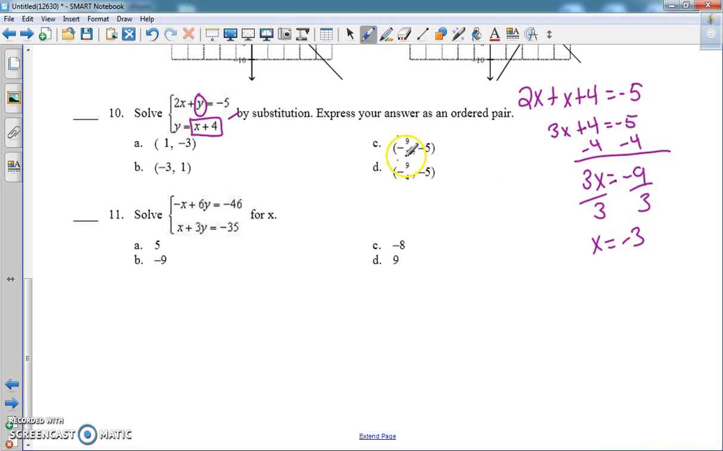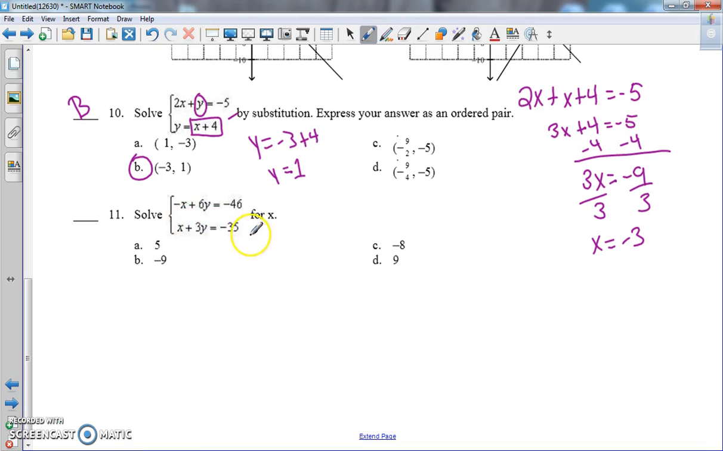So I'm going to stop here and look to see if any of my x's are a negative 3, and only B is. So since it's a multiple choice test, you could stop here. But if it wasn't, if you had 2 that had negative 3, you would have to plug x back into here. And you would do y equals negative 3 plus 4, which means y equals 1. Boom. Right.